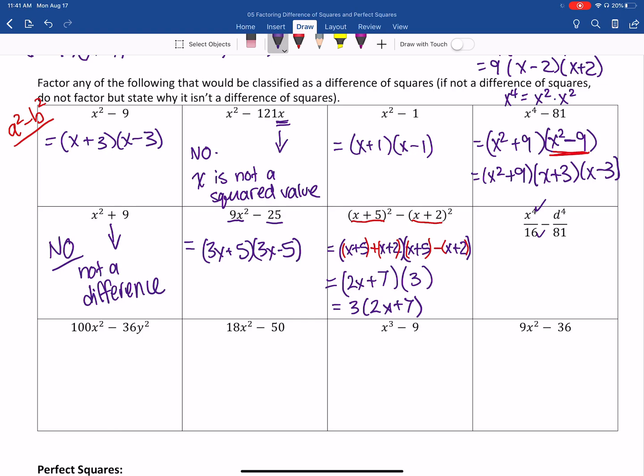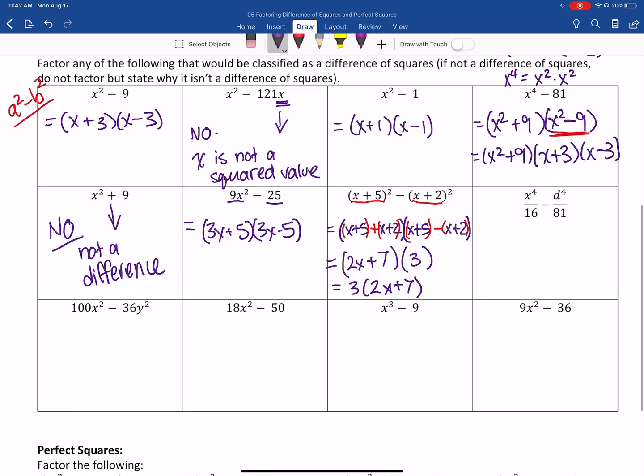This is a square number. This is a difference. Square number, square number. Awesome. So yes, we can factor it. I know it's a fraction. Don't be intimidated. You can totally do this.